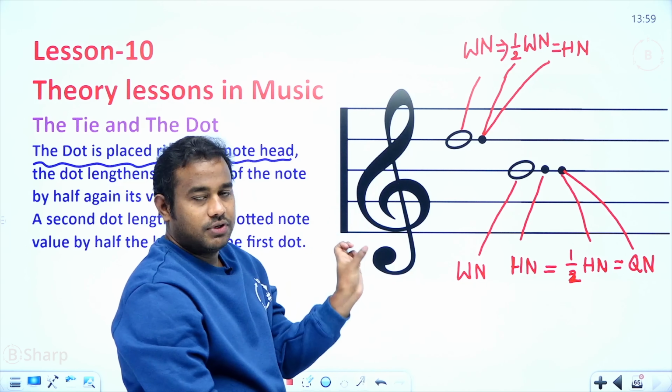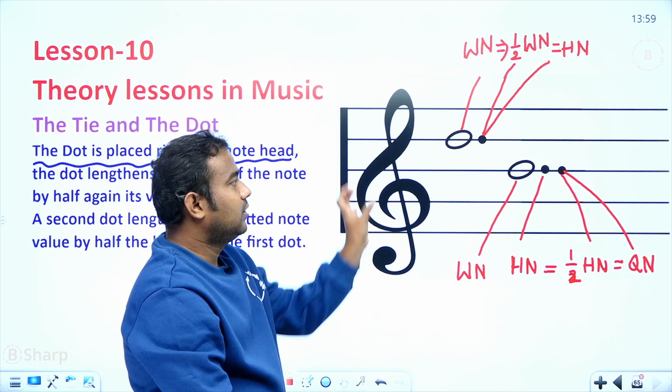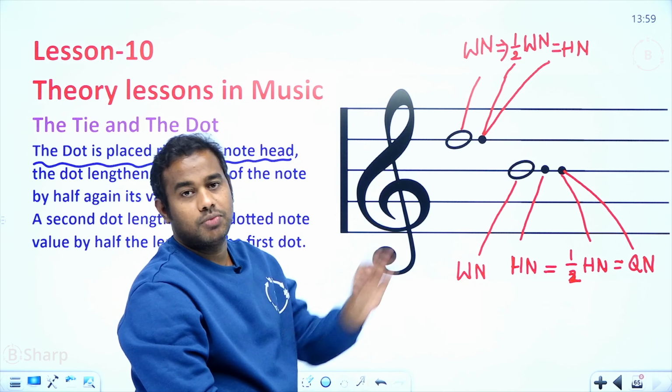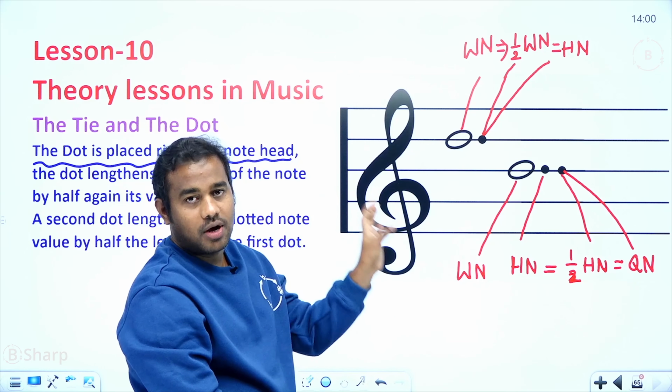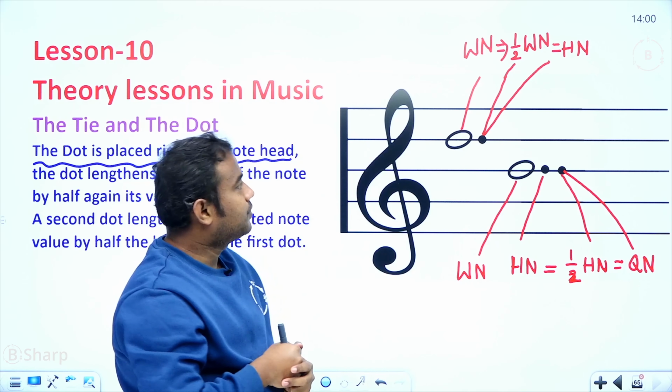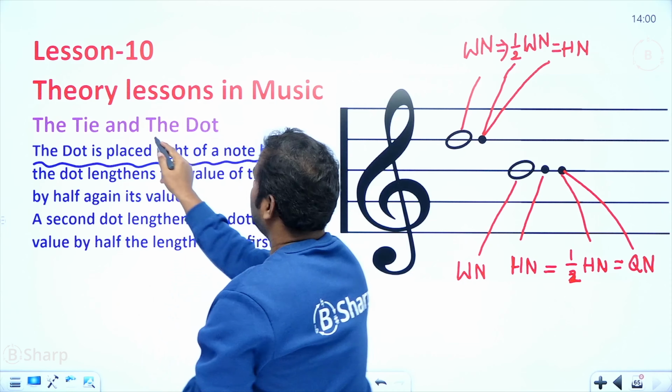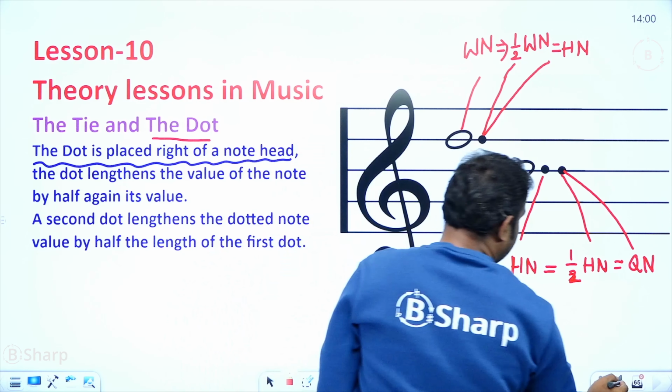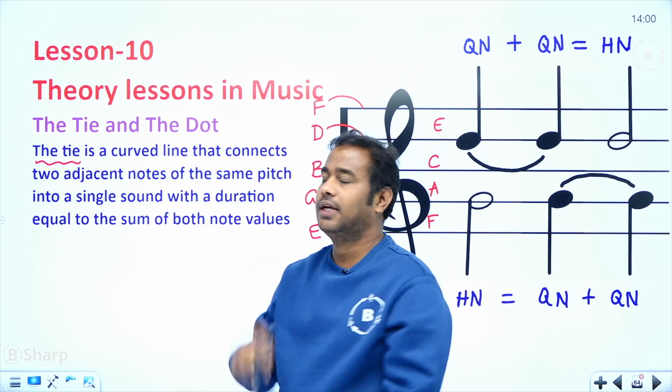Generally what we do is, here we need to play again for some more time. We can't stop there. So we have to continue playing the respective note. So that's the meaning of the dot. These are the things related to the tie and the dot.